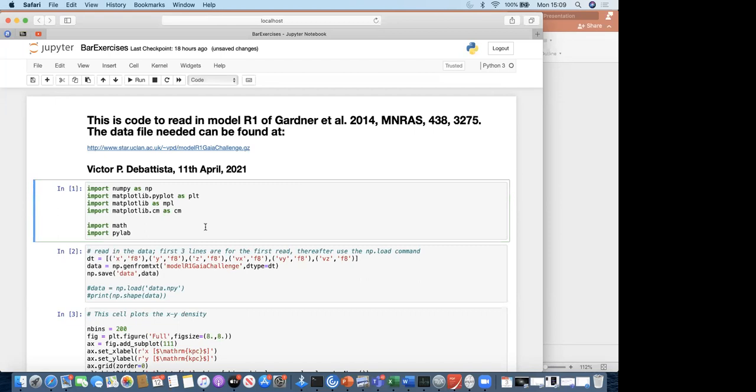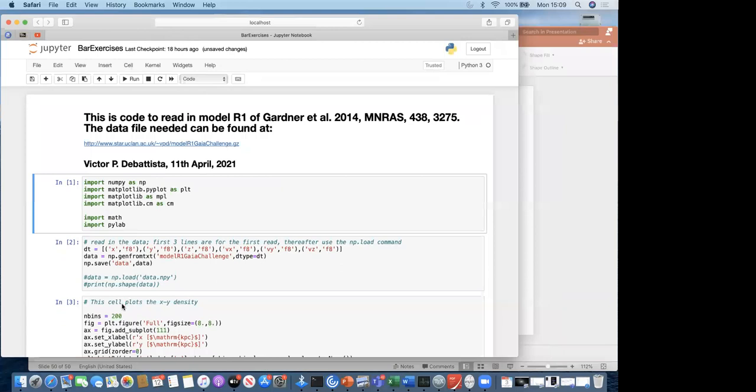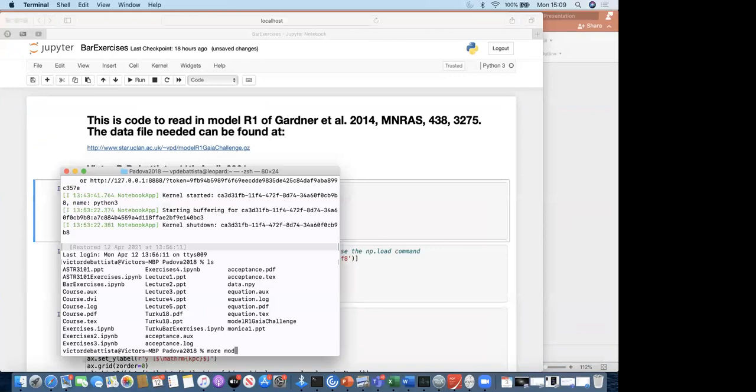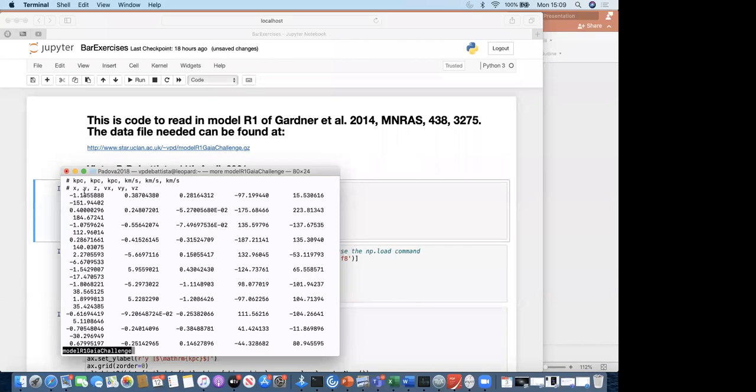So that's just a bunch of imports. There's nothing very exciting there. When you download the file, you will download this file. This is a text file. In fact, why don't I show you the text file? It's got X, Y, Z, VX, VY, VZ. It's got six columns. X, Y, Z is in kiloparsecs, and the velocities are in kilometers per second.